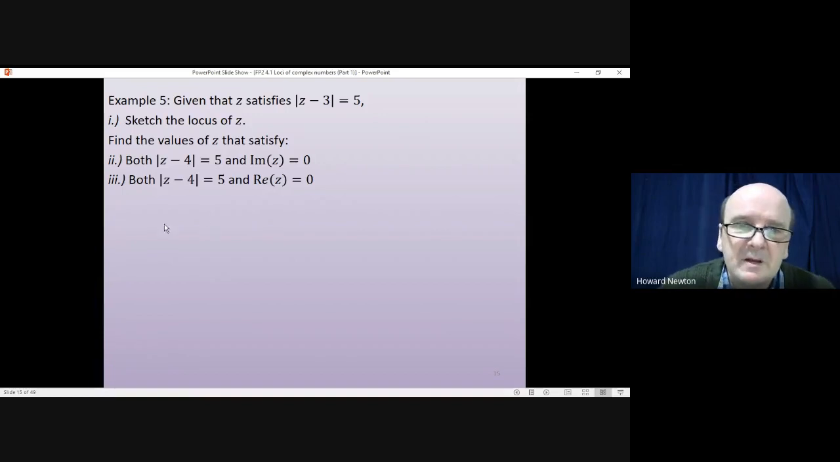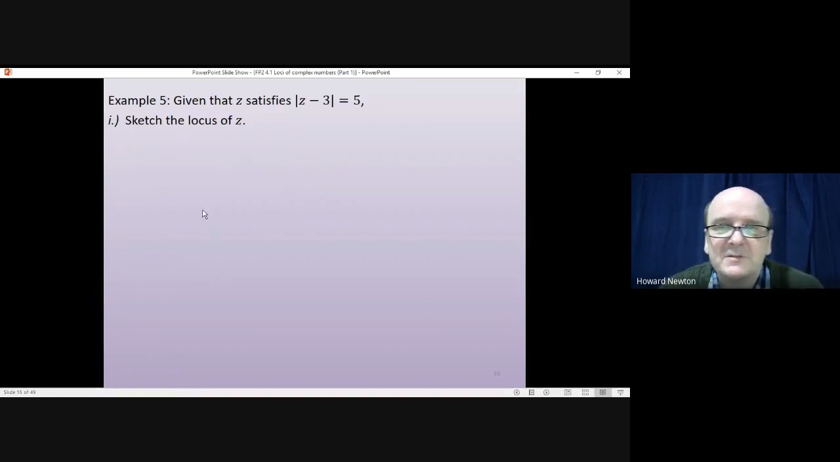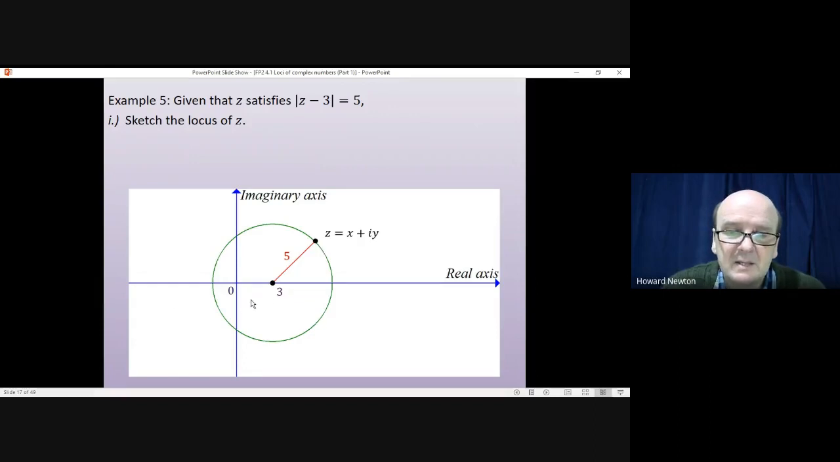Okay, let's have a look. The first thing we're asked to do is sketch the locus of z. It seems slightly strange because we've just got a real number here. It's 3 plus 0i, which is on the x-axis at 3. So 3 on the x-axis will be the center of this circle, and the radius of the circle will be 5. So we'll get something that looks a bit like that. The center will be at 3, the radius is 5, so it is going to cross over this side of the y-axis. That's the locus.